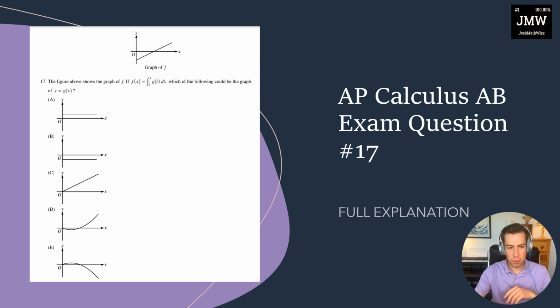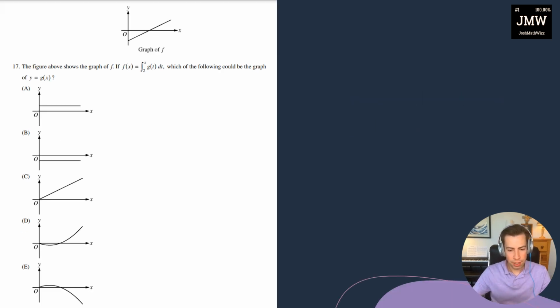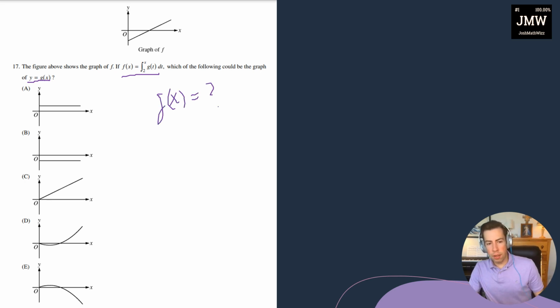All right, so I have an interesting question here for 17. The figure above shows the graph of f. If f of x equals this function, which of the following could be the graph of y equals g of x? So, I think I want to have an idea of what g of x will look like.